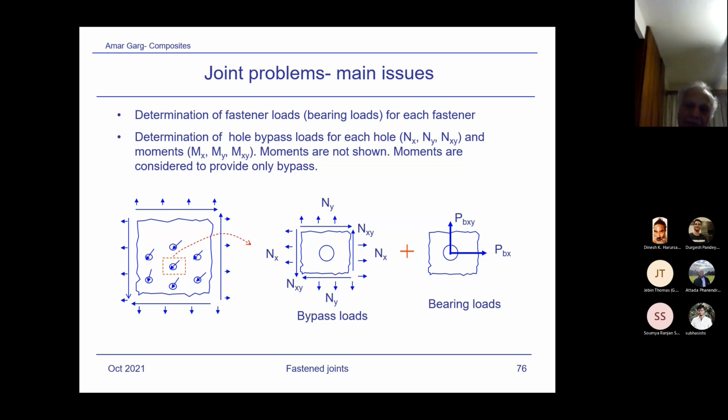But for composites, even for the static, we do consider bearing and bypass, and it becomes a big issue. There are a lot of methods, a lot of theories developed, computer softwares available in order to analyze the bearing and bypass interaction. It's not a simple problem, in fact, for multi-axial loading to analyze those bearing and bypass interactions. And I will be talking in this lecture about such interaction phenomena.